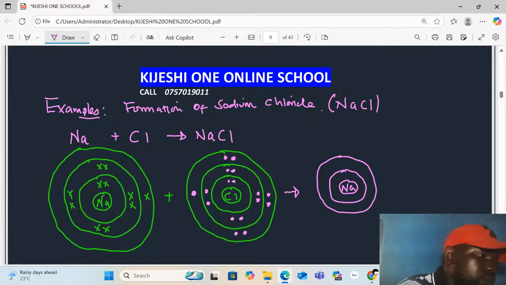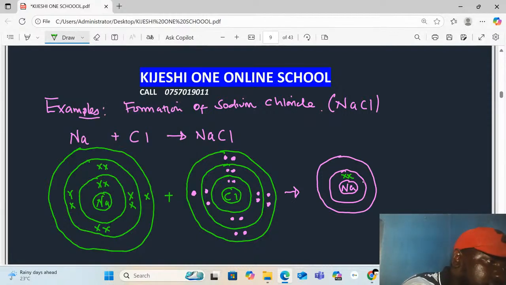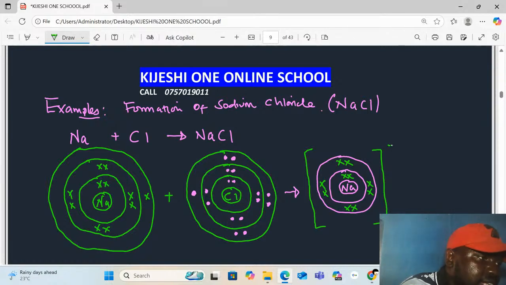Then because it has lost the electrons, I can use the shade. I can say this XX. Then we have the 4 pairs XX. And because this is now an ion, it will be enclosed in a bracket like this. Then we give it the sign that it is a cation.